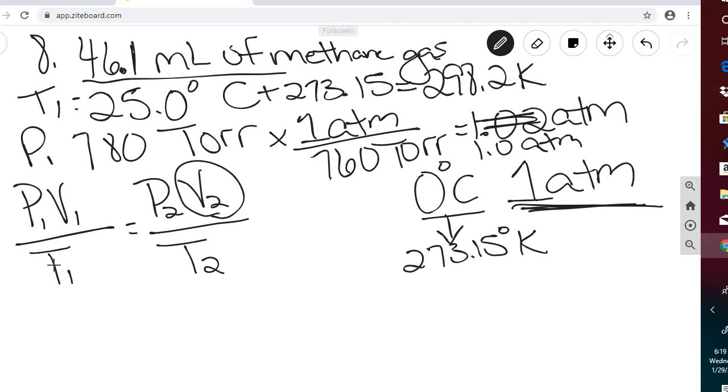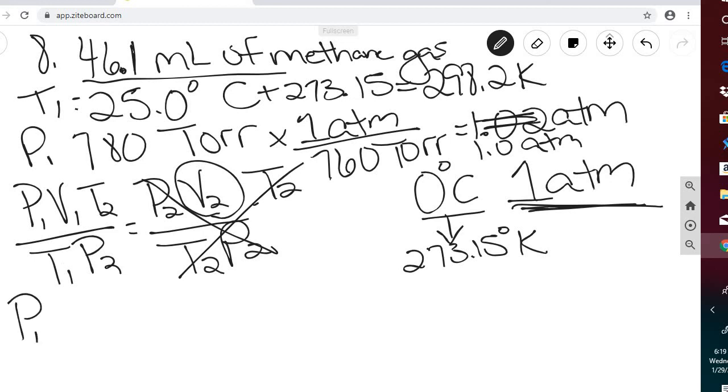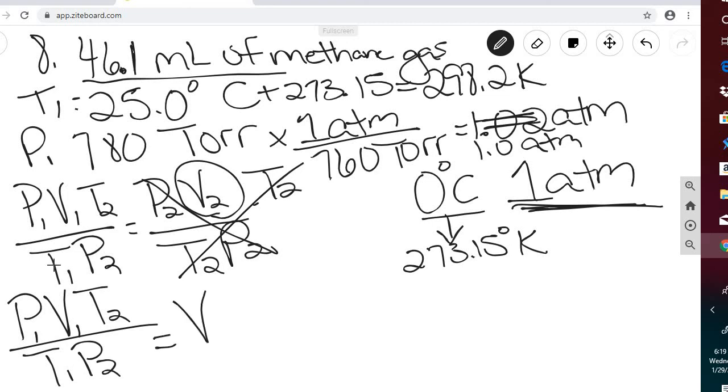Okay, so we're going to solve this equation for V2, and we'll do that by multiplying both sides by T2, and then dividing both sides by P2. So I get rid of the P's over here, and divide this side by that. So what we have then is P1 V1 times T2 over T1 P2 will give us V2. So let's plug in numbers.